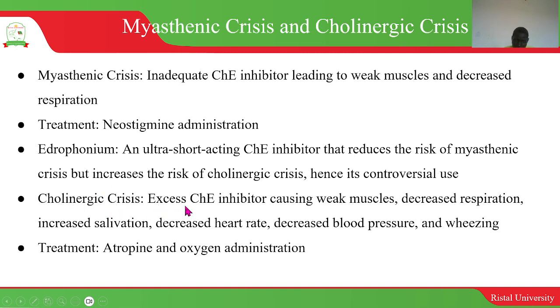Cholinergic crisis occurs when there are excess cholinesterase inhibitors, causing weak muscles and decreased respiration, increased salivation, decreased heart rate, decreased blood pressure, and wheezing. When this happens, the treatment is we give atropine. It is an antidote that counters the actions of the cholinergic medications, and we may also give oxygen to support.